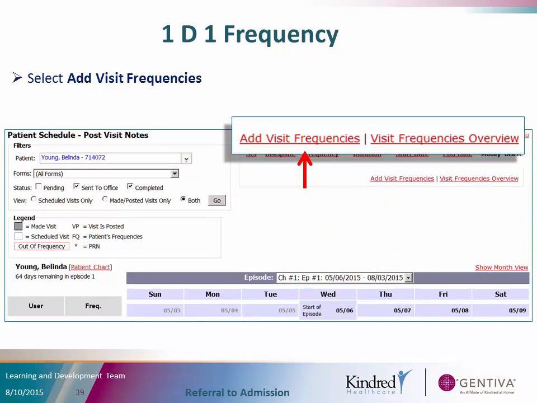In the Visit Frequencies box at the top of the screen, select the Add Visit Frequencies link. When you select this link, a smaller pop-up screen appears on top of this view. Let's take a look at that one on the next slide.